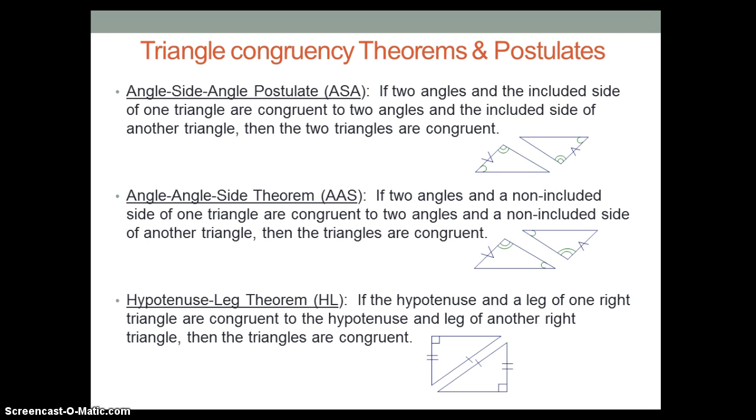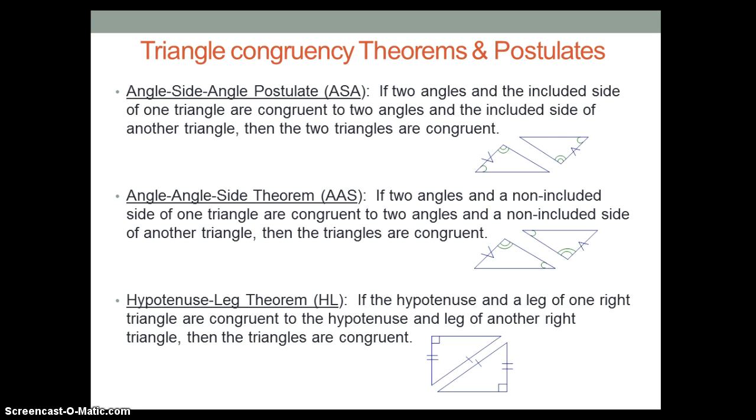So now if we have 2 angles and the side in between those angles on 2 different triangles congruent, we know those triangles are the same. Angle, angle, side theorem says if 2 angles and a non-included side of one triangle are congruent to 2 angles and a non-included side of another triangle, then the triangles are congruent. So we can prove triangles congruent if it's the side in between those 2 angles, or if it's a non-included side, a side not in between those 2 angles, either by angle, side, angle, or angle, angle, side.